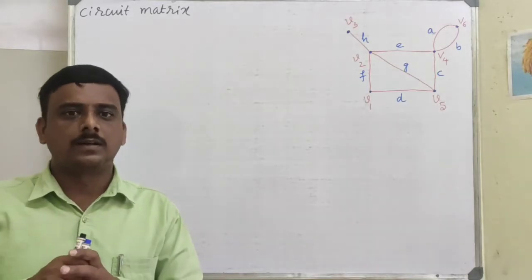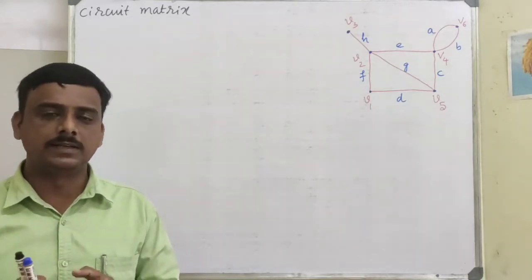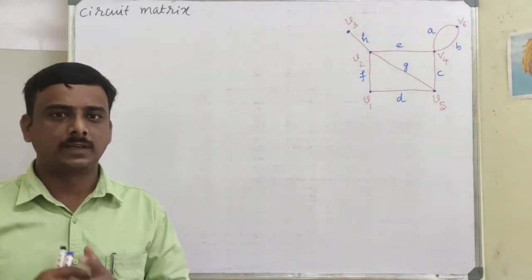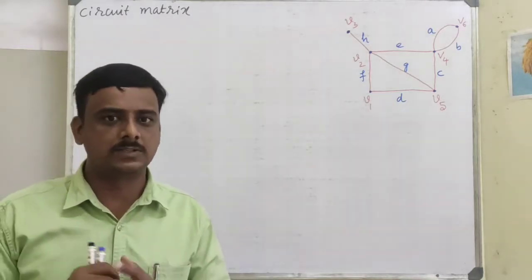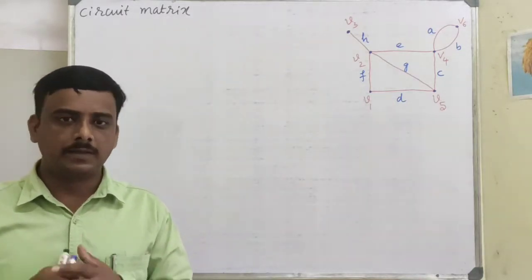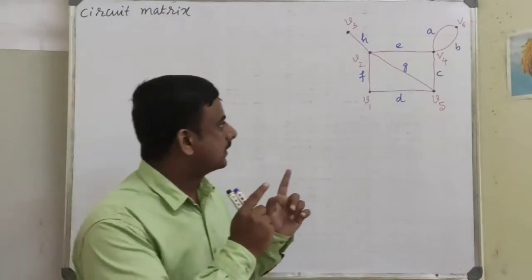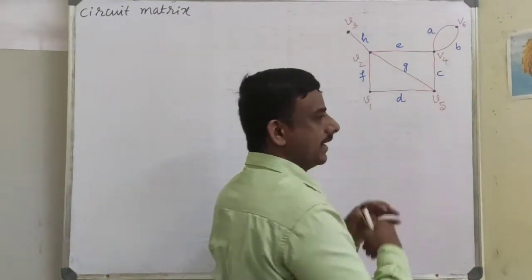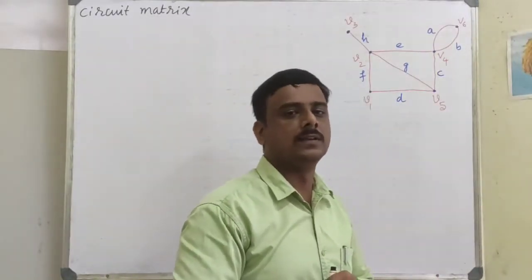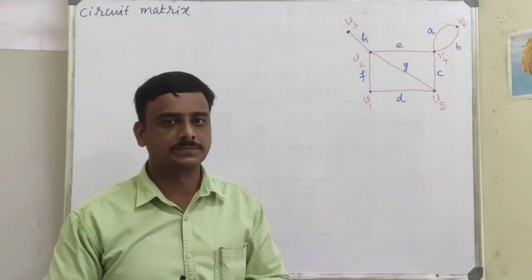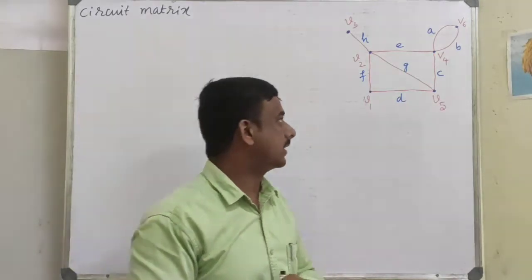If in a walk all the edges are distinct, then it is called a trail. If that trail is closed, that means the end vertices are same, a closed trail is called a circuit.